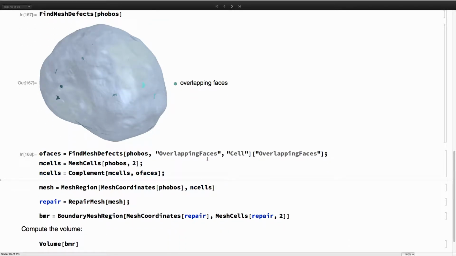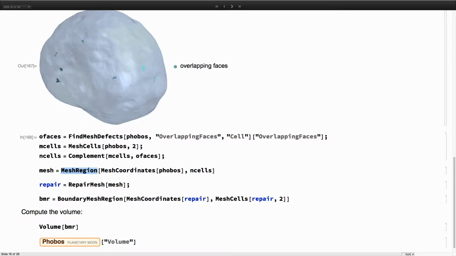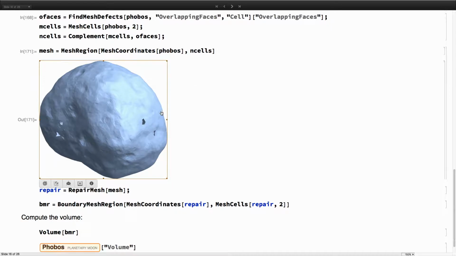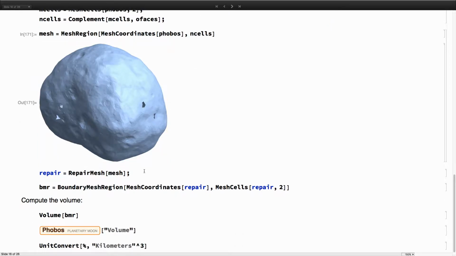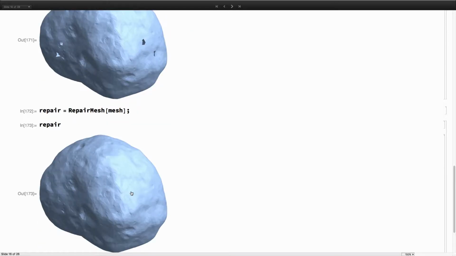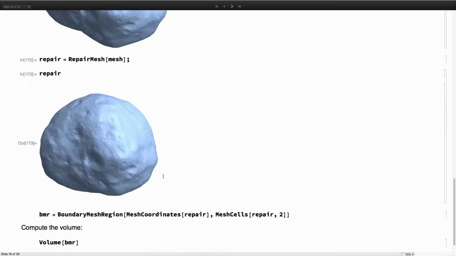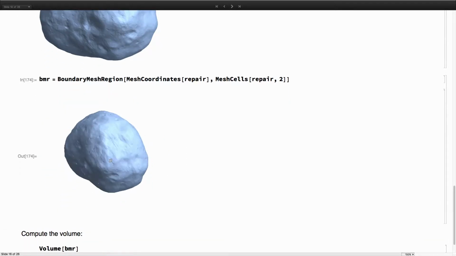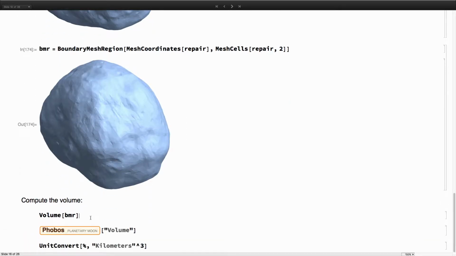I'm just going to remove the overlapping faces from the original mesh and then construct the mesh. You see the little hole. This hole is created by removing those overlapping faces. And then I run RepairMesh. Now the problem is just filling the hole I created, and RepairMesh can take care of it. So let me show you. You don't see the hole anymore. And now you can construct the boundary mesh region, which is a solid object, and then you can compute the volume.